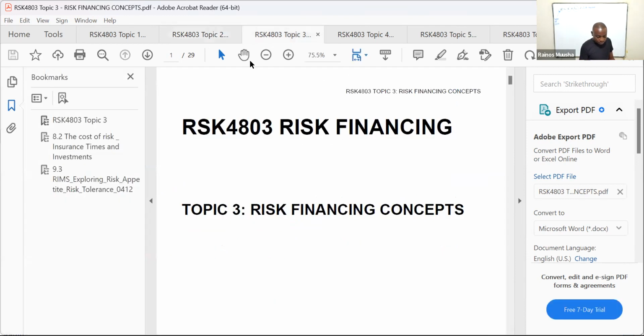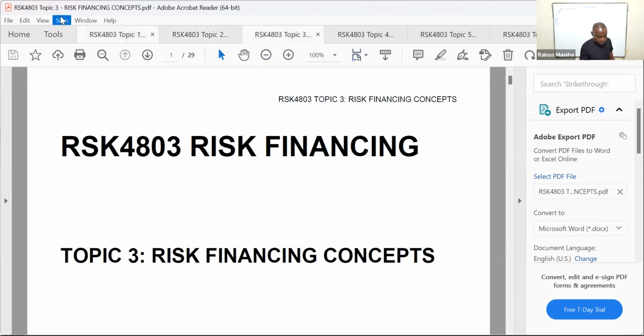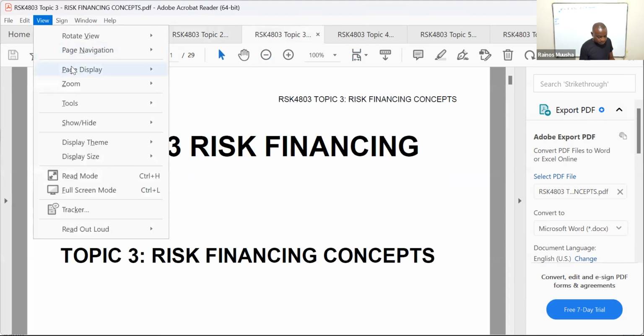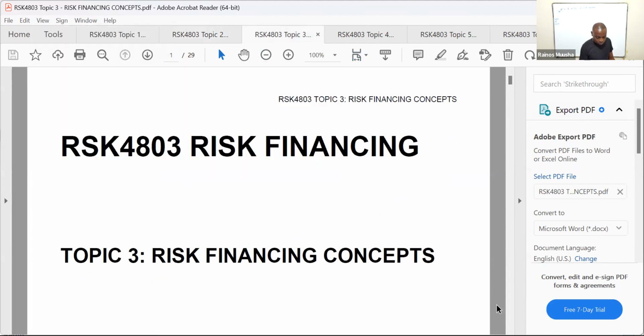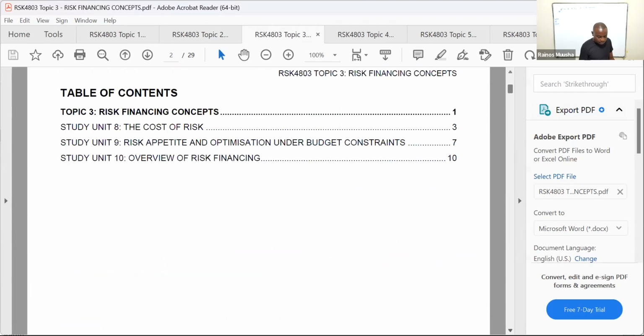Now, looking at topic 3. Topic 3 looks at risk financing concepts, and it covers unit 8, unit 9, and unit 10. Unit 8 looks at the cost of risk.